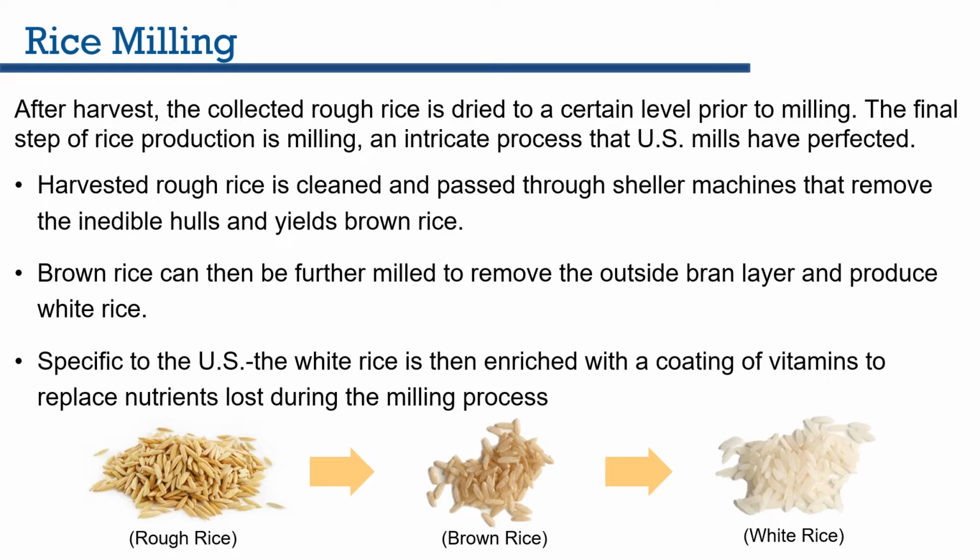At the mill, the harvested rough rice passes through sheller machines to remove the inedible hull layer. This process yields 100% whole grain brown rice, with once again the bran and germ layers surrounding the kernel still intact. Brown rice can be used as is, but the majority of rice is further milled to remove that bran and germ layer, which produces white rice. Specific to the U.S. rice industry, that white rice then receives a thin coat of beneficial nutrients like thiamine, niacin, iron, and folic acid to replace some of the nutrients lost during milling and the removal of the bran and germ layer. After that, we are left with enriched white rice.